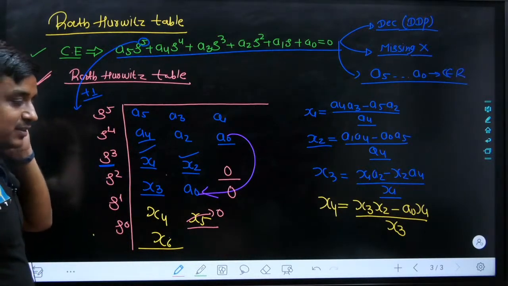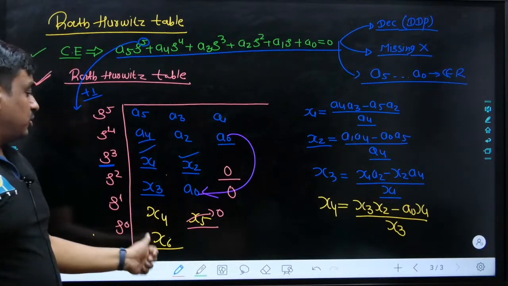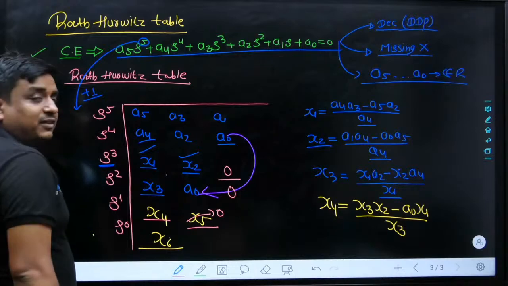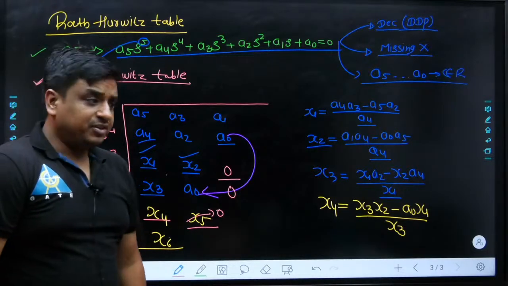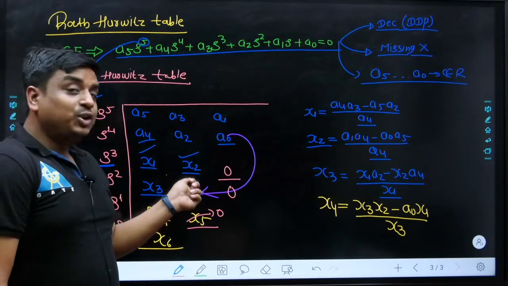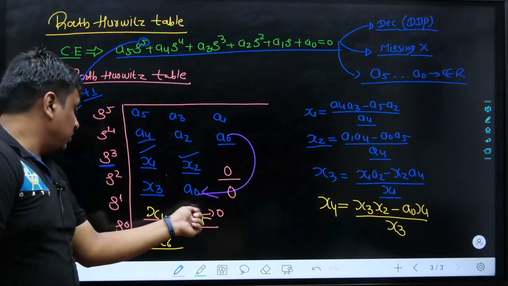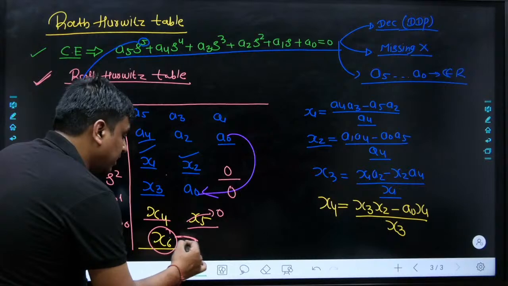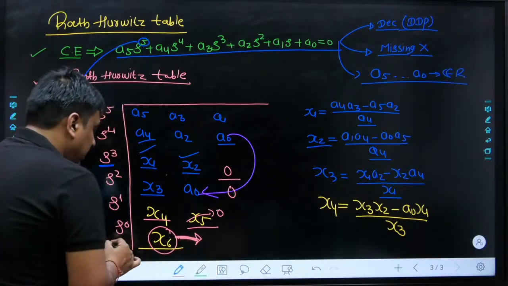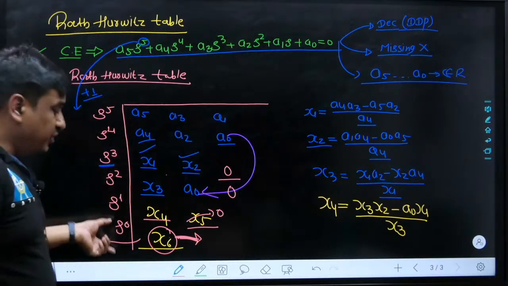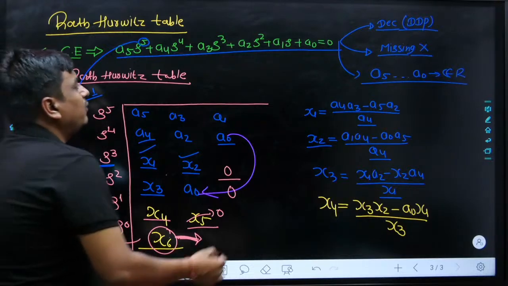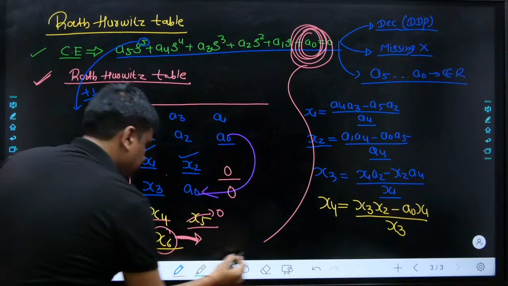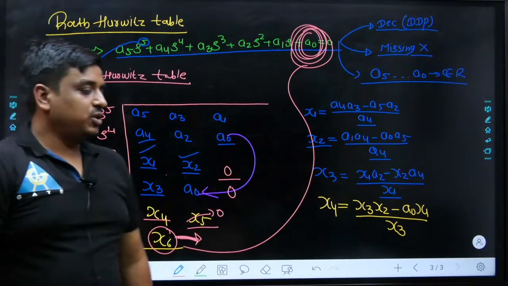And if we talk about the x6, tell me what's going to be the x6. See, x4 is going to multiply with a0. The x3 is going to multiply with 0. So here is going to be x4 into a0 minus 0 divided by x4. Keep in your mind, at the end of the day, the last coefficient which comes along the s0 would always be your a0.